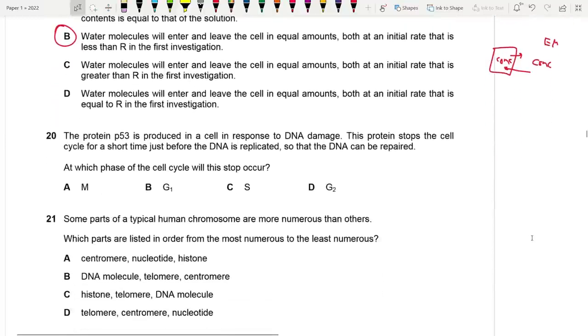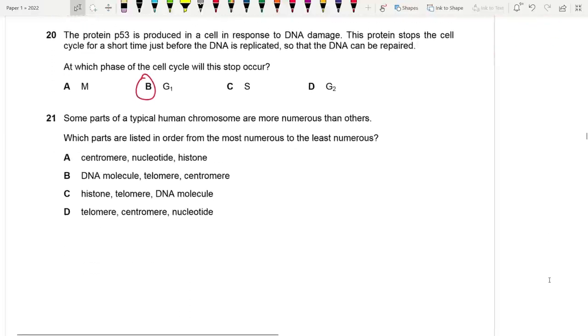All right. The protein P53 is produced in a cell in response to DNA damage. This protein stops the cell cycle for a short time just before the DNA is replicated. Okay, so DNA is replicated in the S phase. This occurs before replication. So it should be G1, just before the S phase, right?